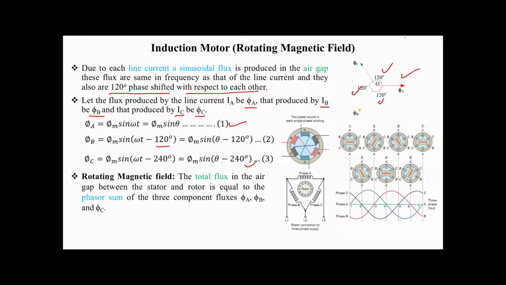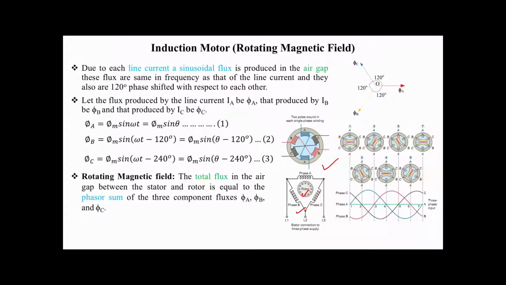The total flux in the air gap between stator and rotor is equal to the phasor sum of the three component fluxes Phi A, Phi B and Phi C. In this picture we have considered two poles wound in each single phase winding and the stator winding is delta connected while the rotor is there. Here we have considered the 7 cases.